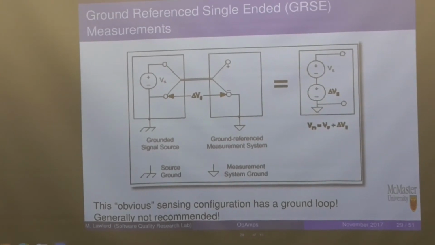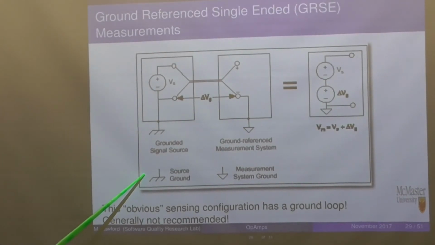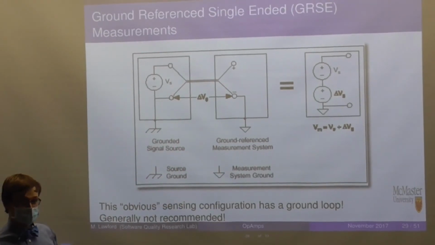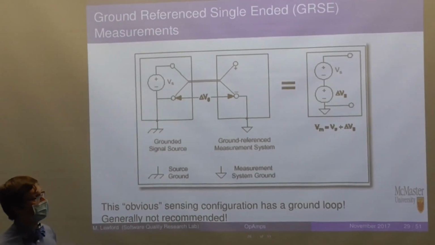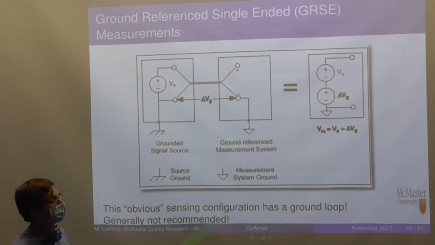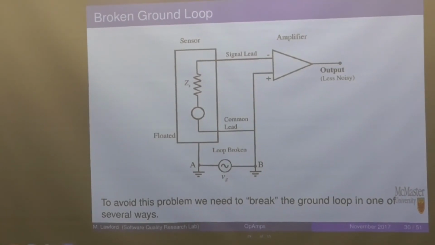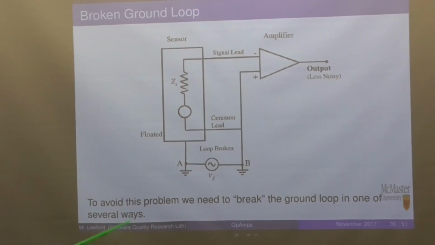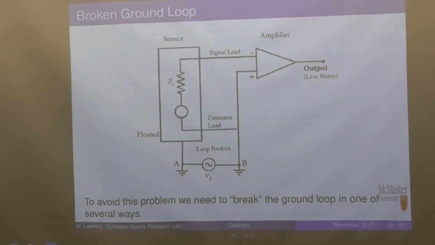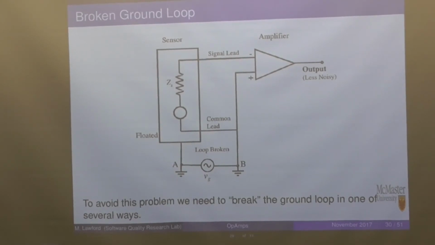So, this, which some might consider to be an obvious way of configuring a sensor and then a measurement system, contains a ground loop, right? Both points connected to ground. There are several ways to break the ground loop. And that's basically the only thing that you can do with these things, is you have to break the loop, right?